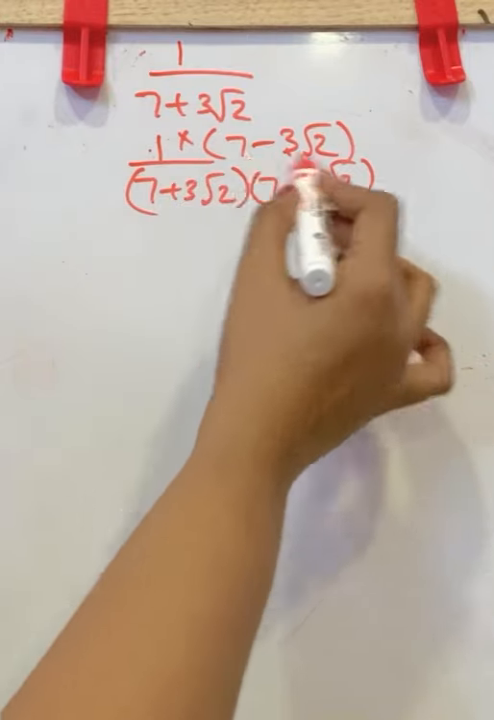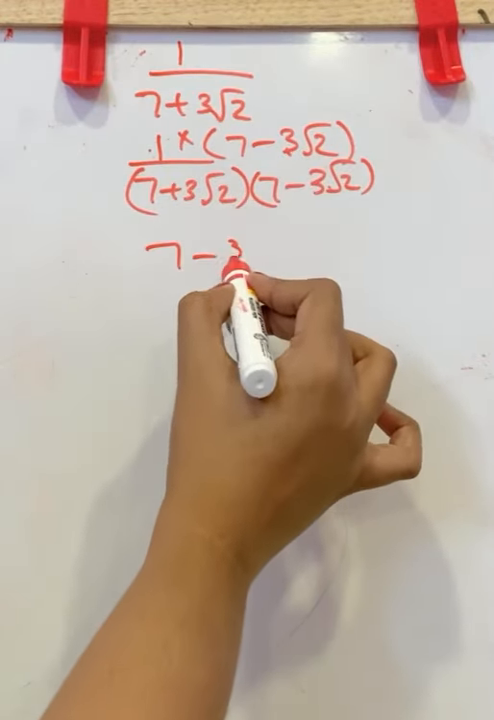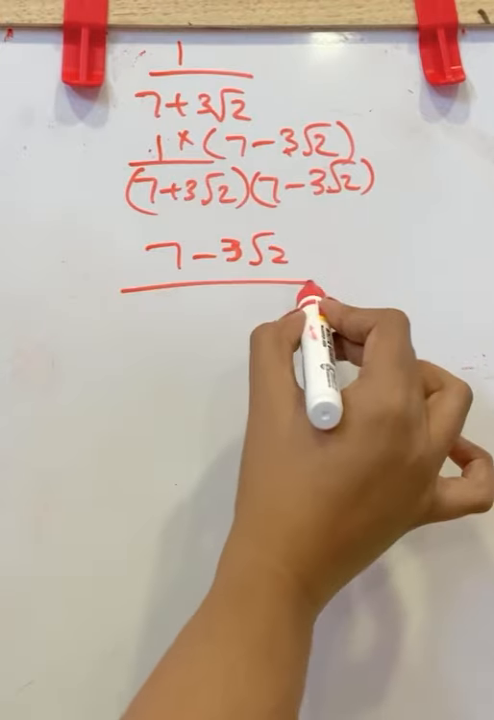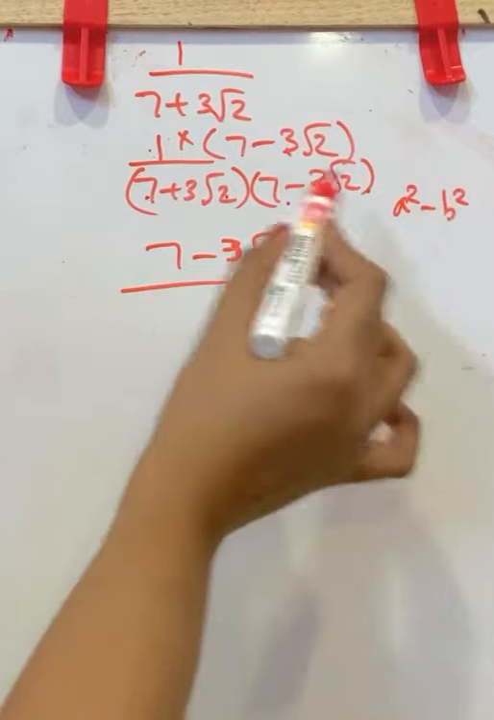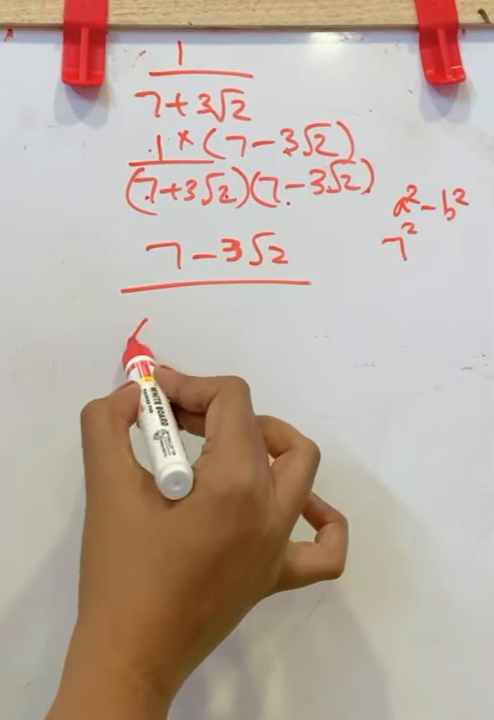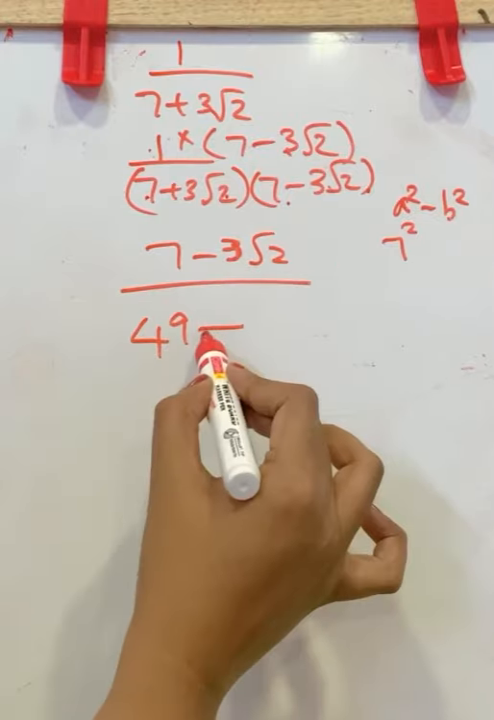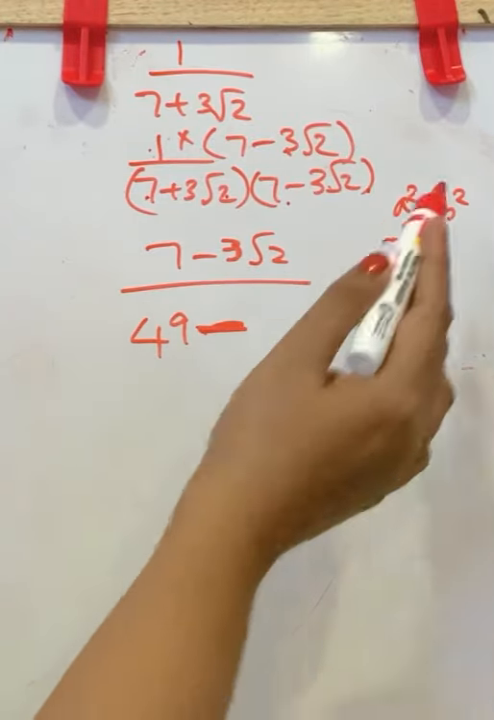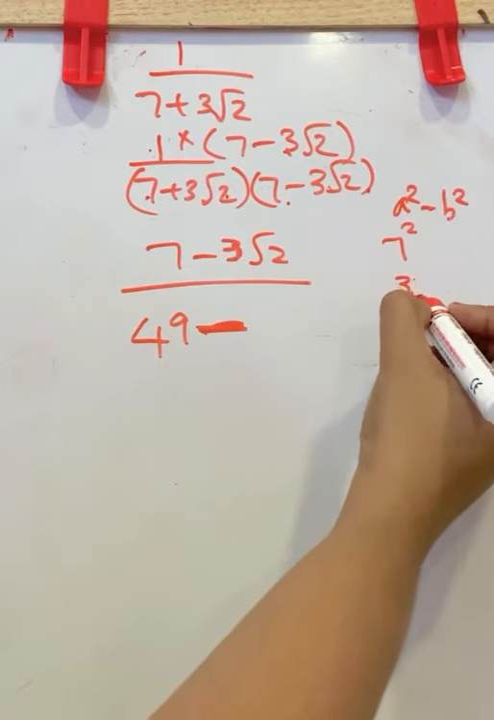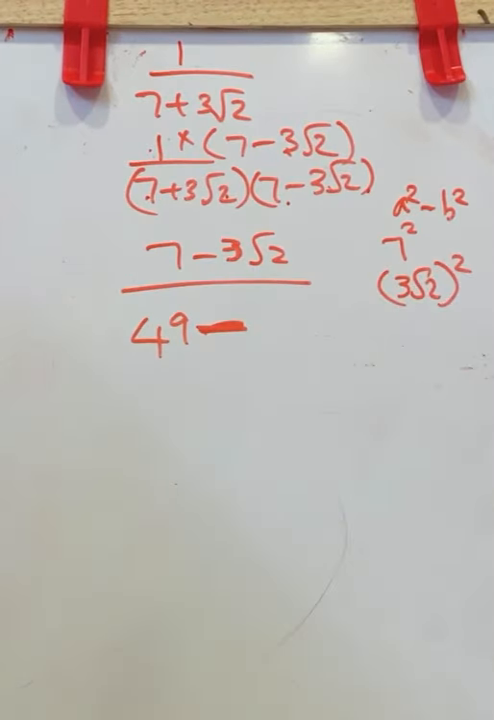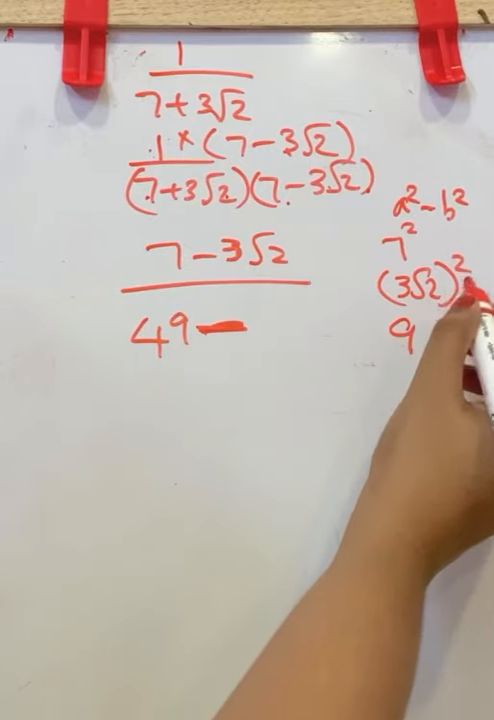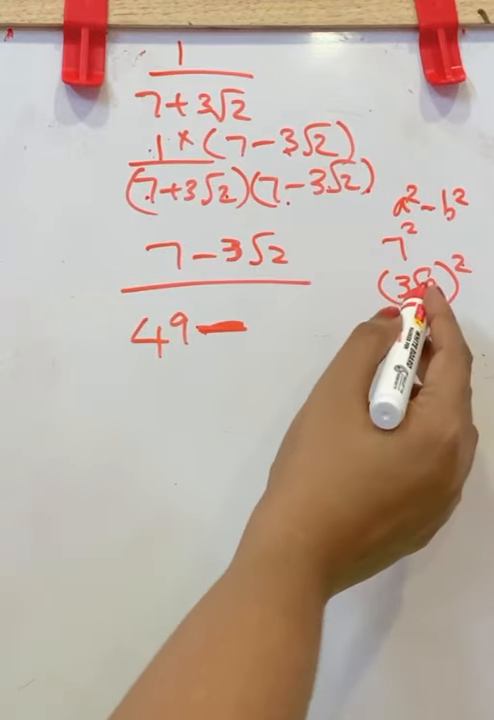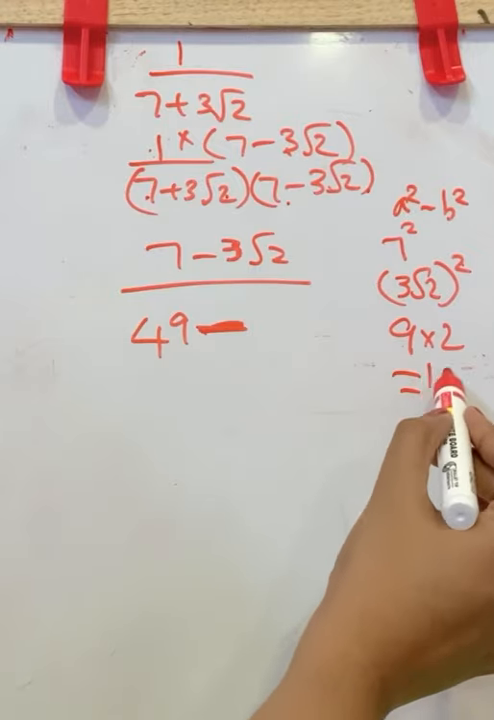So here 1 into this will be that terms, that is 7 minus 3 root 2 whole by, here this is a plus b into a minus b, that is again a square minus b square. Here a is 7, so 7 square, that is 49 minus, as in the identity itself, b square. B is 3 root 2 square. How will you simplify it? That is 3 square and root 2 square. 3 square is 9 and root 2 square is 2, that is root 2 into root 2. That is 18 is the answer.